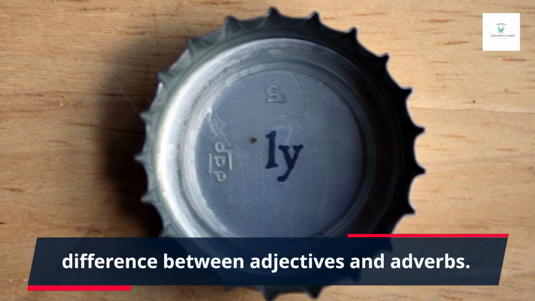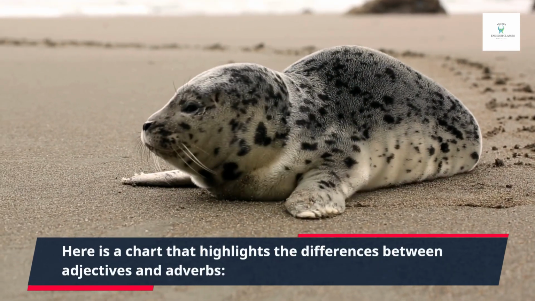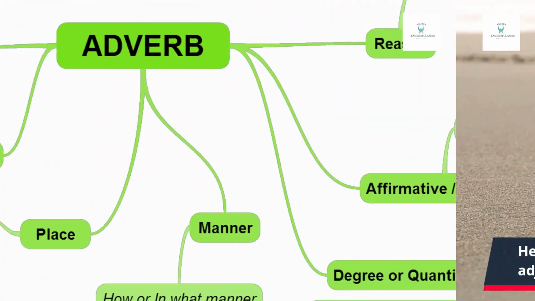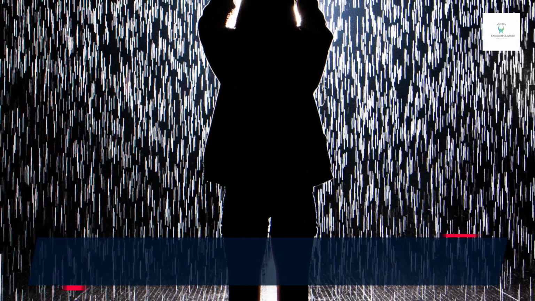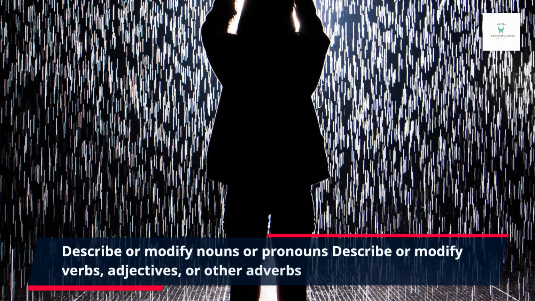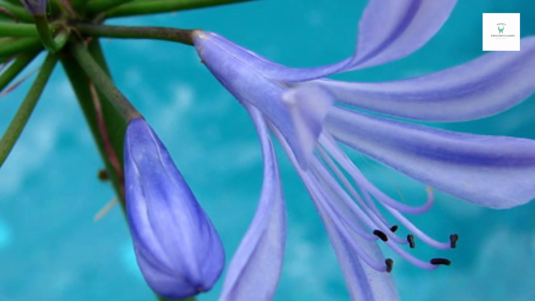Difference between adjectives and adverbs. Here is a chart that highlights the differences between adjectives and adverbs. Adjectives describe or modify nouns or pronouns. Adverbs describe or modify verbs, adjectives, or other adverbs.